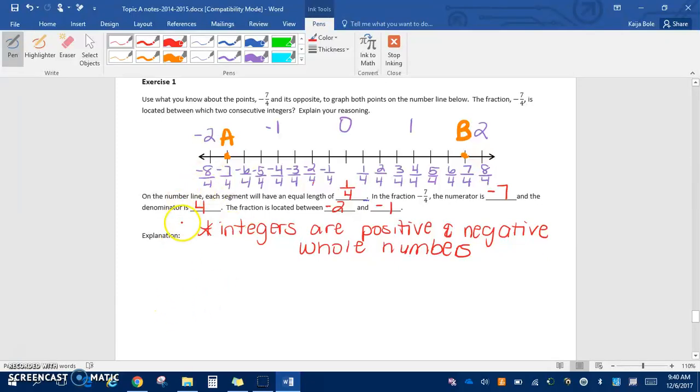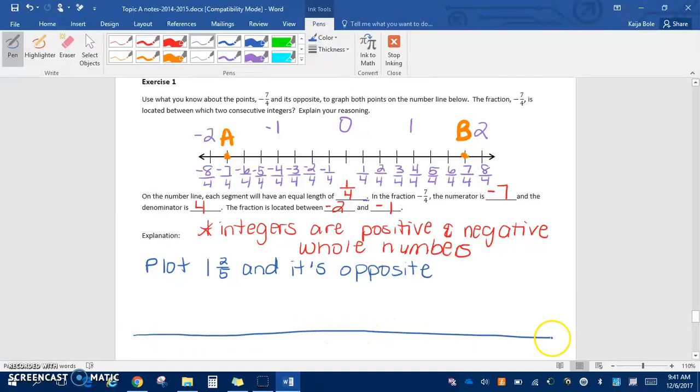Okay, down here below in this blank space, I want you to try something on your own. I want you to plot 1 2/5 and its opposite. So write that down, and then you're going to draw in your own number line. Alright, remember, you're going to put 0 in the middle. Going to need a 1 and a 2, and then over here you're going to need a negative 1 and a negative 2. Alright, so I want you to try this part on your own, and then we'll go over in class all together tomorrow.